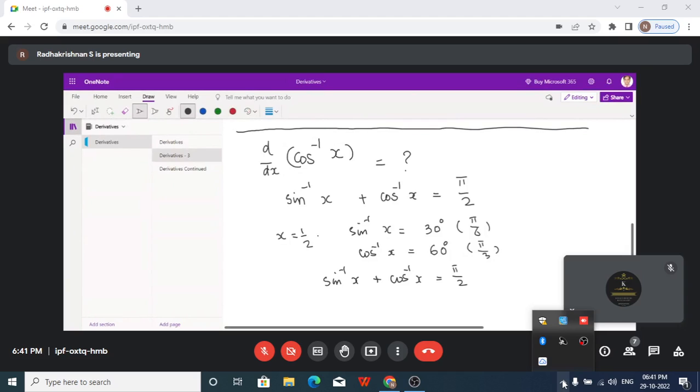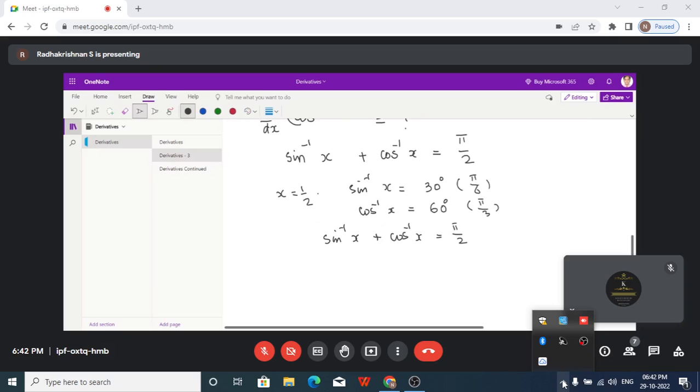சார், sin inverse of x எப்படி 30 வருது? Sin 30 என்ன? 1/2 சார். 1/2. So அப்படினா sin inverse of 1/2 என்ன? 30 degree. Yeah, sin of 30 is 1/2 அப்படினா sin inverse of 1/2 is 30 degree. Okay sir. Thank you sir. Okay. So this is always true: sin inverse of x plus cos inverse of x equal to pi by 2.